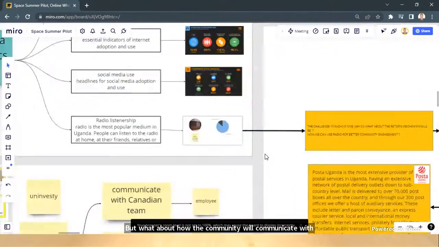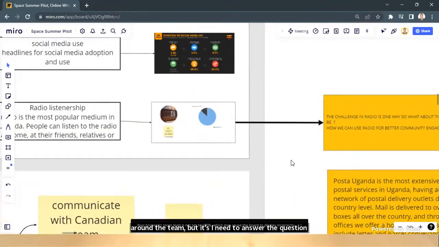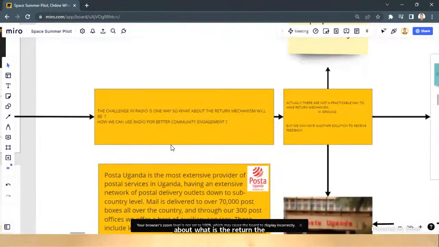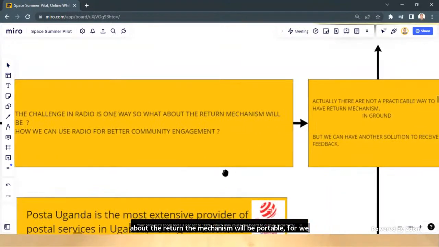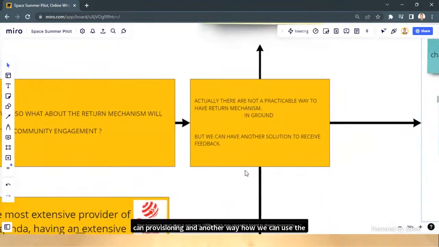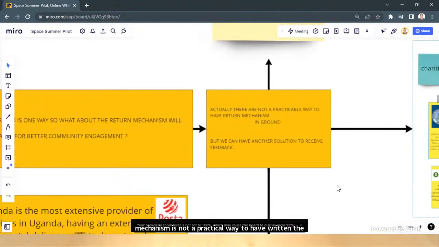First, I need to answer the question: what is the return mechanism of a radio station? The challenge with radio is that it is one way. So we can ask in another way: how can we use the radio for better communication? Actually, when you talk about a radio station return mechanism, there is no practical way to have one, but we have another solution to receive feedback.